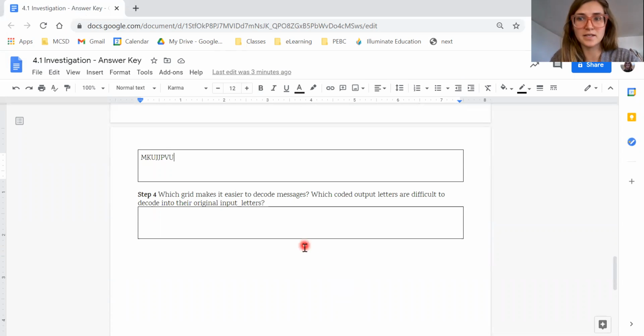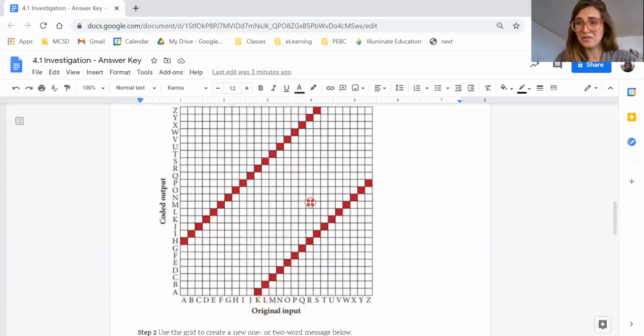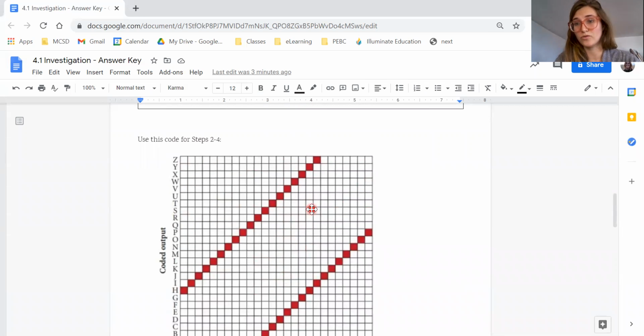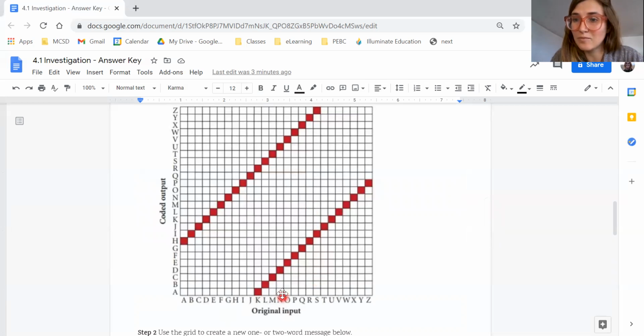So let's get back to this because I just went off on a tangent. So step 4, which grid makes it easier to decode messages? Which coded output letters are difficult to decode into their original input letters? So again, this second grid is much more difficult to use for coding because the inputs have multiple output values. So it makes it hard to decode on the other end. So because there's two options for some of the letters, right?